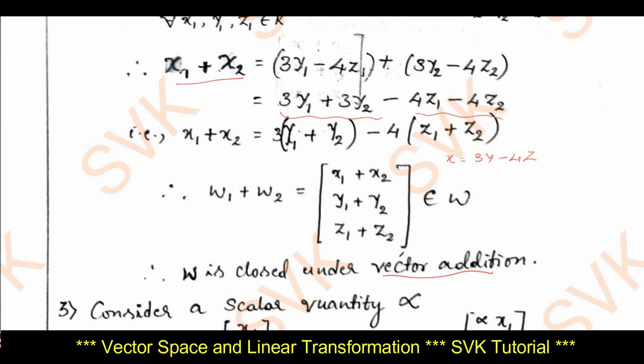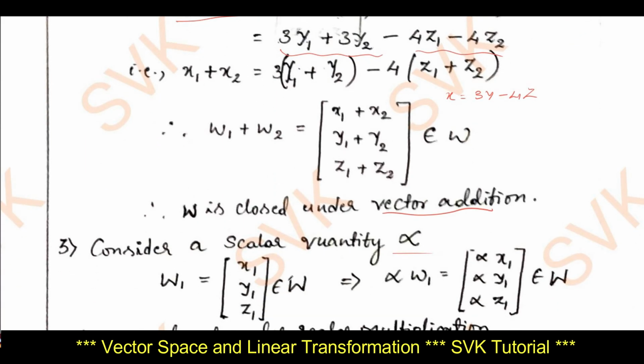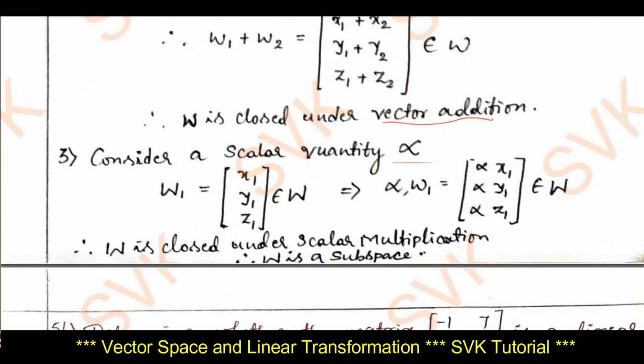Similarly, I need to prove scalar multiplication. Whatever scalar quantity you consider, that value will be multiplied with the vector W. Let us consider a scalar quantity alpha. This alpha will be multiplied with W1, which I have defined. Then alpha W1 becomes (alpha x1, alpha y1, alpha z1). According to the definition, we can say that W is also closed under scalar multiplication. Therefore, W is a subspace. This is the way of answering question number 5a.